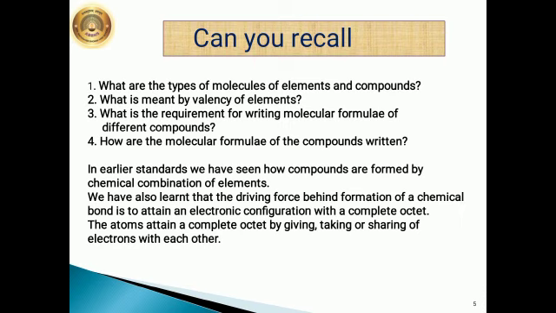In the earlier standards, we have seen how compounds are formed by chemical combination of elements, like water, H2O, sodium hydroxide, NaOH. We have also learned that the driving force behind formation of a chemical bond is to attain an electronic configuration with a complete octet. When elements combine with each other to form a compound, they complete the octet. The atoms attain a complete octet by either giving, taking or sharing electrons with each other. We have studied all these in our previous classes.